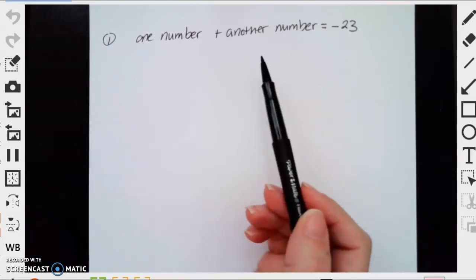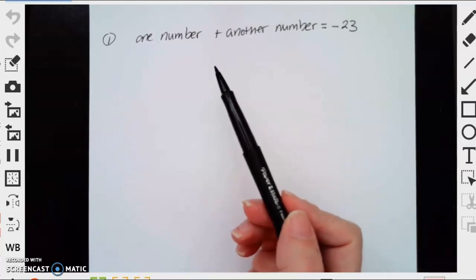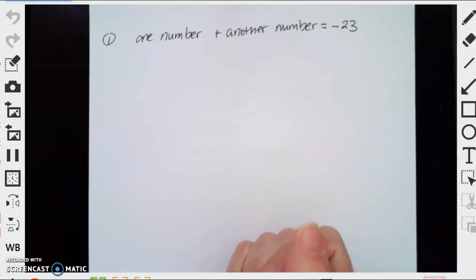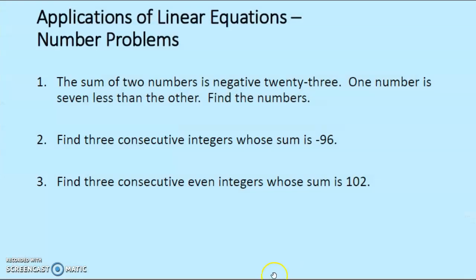Now what we don't know is what these two numbers are. There are lots of numbers that can add up to -23. And if we just start making a list of them, we can go on forever and ever. So we need to use some of the other information that is given. What we also know is that one number is 7 less than the other. So if we know one number, let's say one number is x, the other is 7 less than that. So 7 less than means take 7 away.